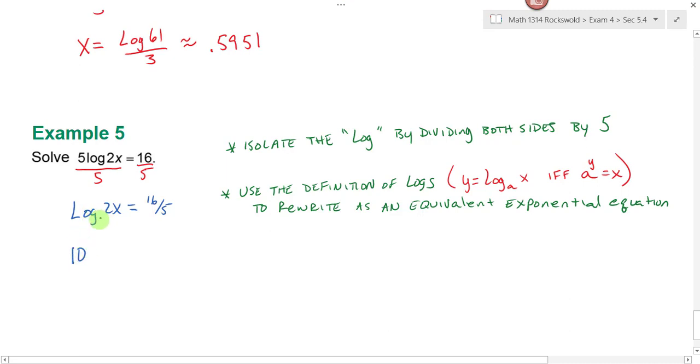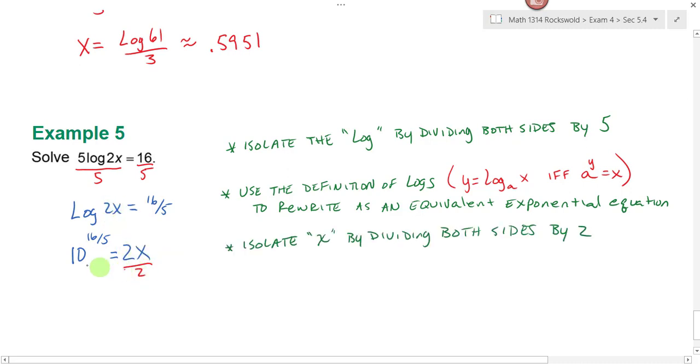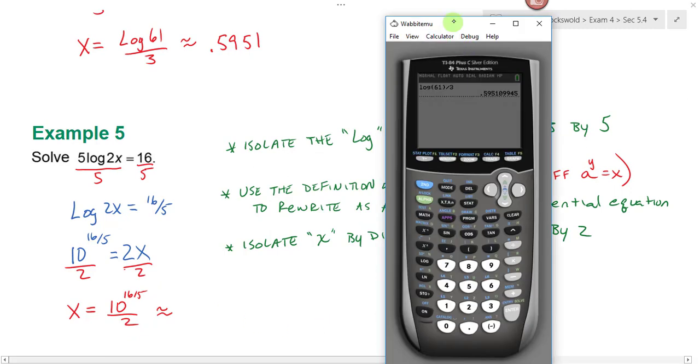The base of the log, remember, if it's not written, is going to be 10. The log is equal to the exponent, so that's 10 raised to the 16/5 equals, and then the argument of the log stands alone. I can solve this equation for x by dividing both sides of the equation by 2, and when I do that, I end up with 10 raised to the 16/5 divided by 2 as my final answer. This would be the exact answer, but I could use my calculator to get a decimal approximation.